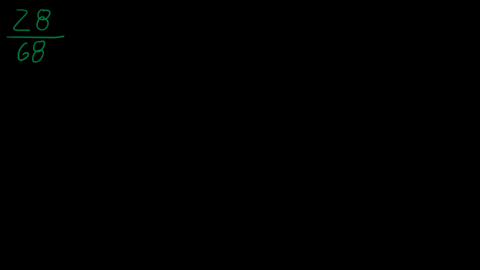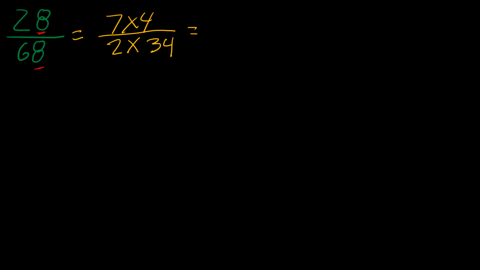So in this problem, we have 28 over 68. They are both even, right? So I know they're both divisible by 2. So we could try to do 2 times 14, right? But there's an even closer number we can do. We can do 7 times 4. And 68, it's divisible by 2, so we can rewrite it as 2 times 34.